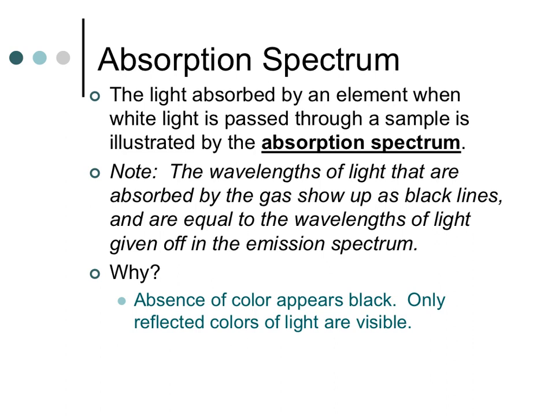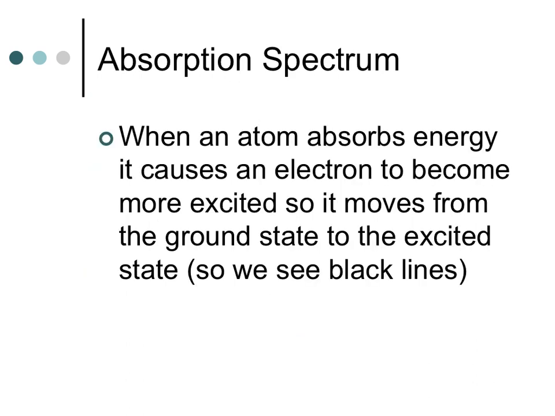So that's representing where color would be absorbed, where the electrons are going from the ground state up to the excited state. So with absorption, we're moving from the ground state up to the excited state. It's absorbing energy, so we're seeing a lack of color, aka black lines.